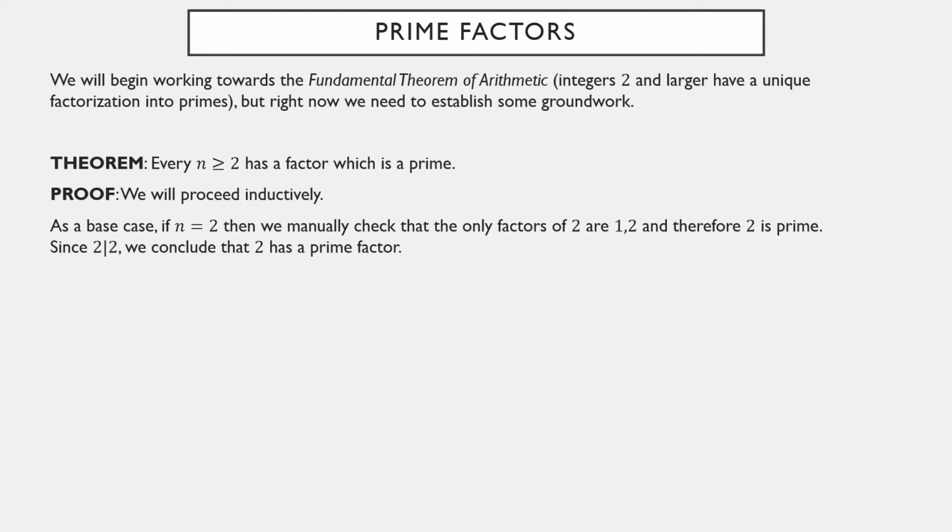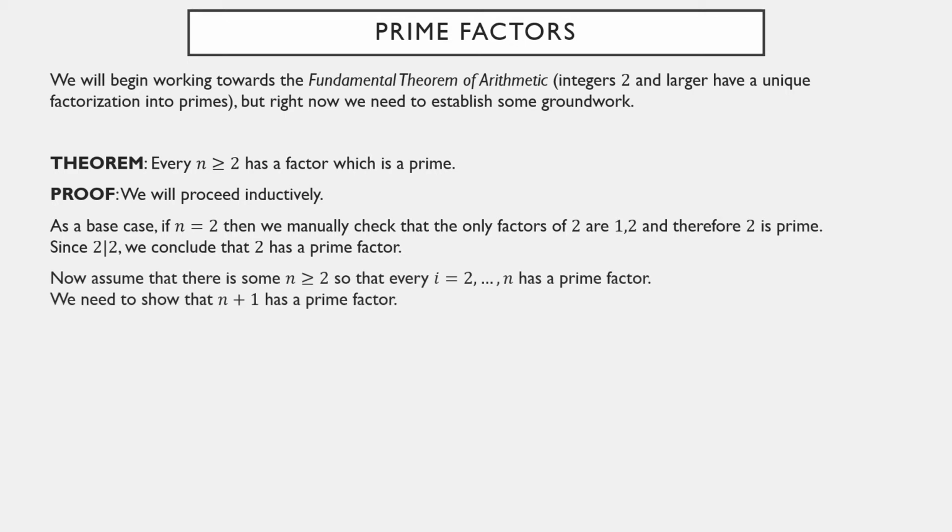What are the positive factors of 2? 1 and 2, and that's it. It has exactly 2 factors. Tau of 2 is equal to 2, therefore 2 is prime. Great. Also, 2 is a factor of itself. So 2 has a factor which is a prime number. Okay, so 2 has a prime factor, our base case is done.